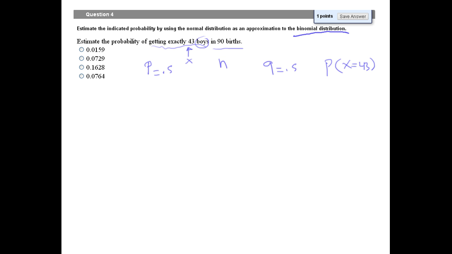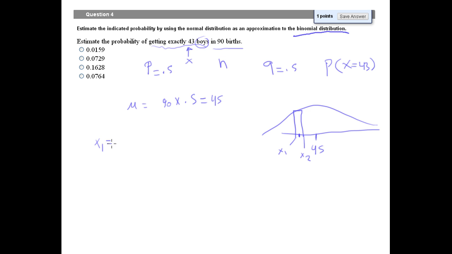So we're going to have a normal distribution where the mean is going to be the same as np. Let's get the mean, which is 90 times 0.5, which is 45. So that's going to be the mean here. And I want exactly 43. 43 is smaller than the mean, so we want this bar here centered around 43. So this will be my x1, and this will be my x2, where x1 and x2 are the boundaries.